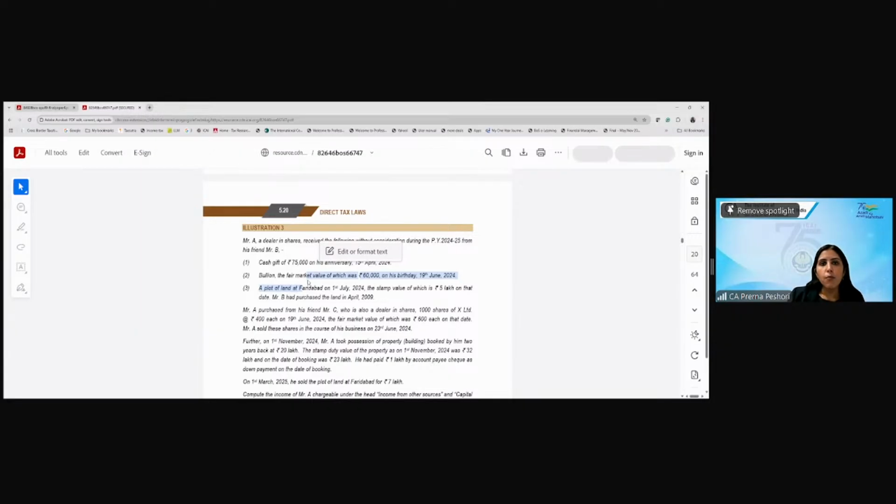As I said, his friends are very kind that they are giving him such expensive gifts. But how would the taxability of this work? So plot of land received without any consideration, where the stamp duty value is more than 50,000. Then in that particular case, the entire stamp duty value of that plot of land will be taxable under 56(2)(x). So this 5 lakh will be taxable under 56(2)(x).